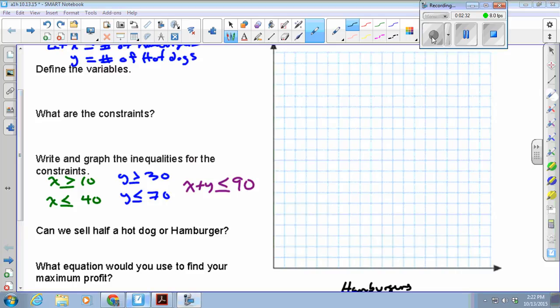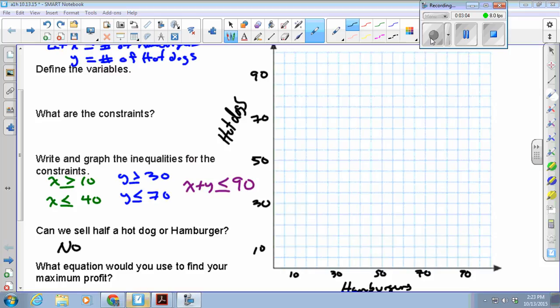Okay, and we want to also label the x-axis, and I'll do it in terms of 5s or 10s. And then the y-axis is the hot dogs, and we'll label that in terms of 5 each line. The question, can we sell half a hamburger or a hot dog, is clearly no. We're not going to cut those in half. We've got to sell a whole one.